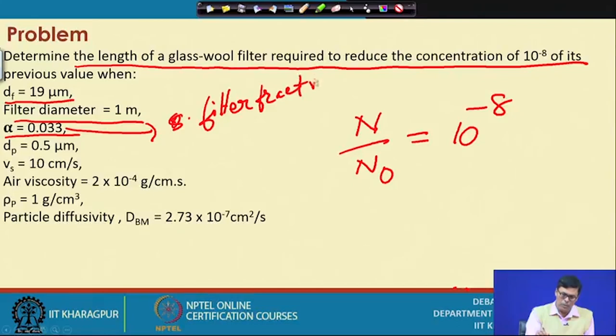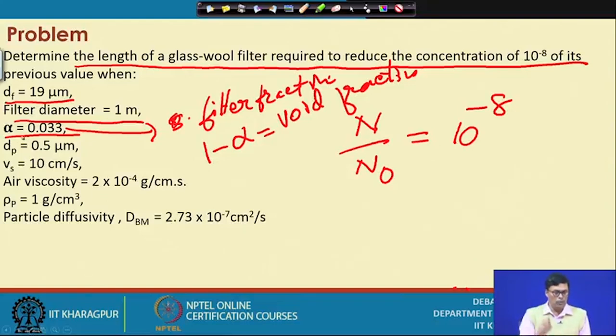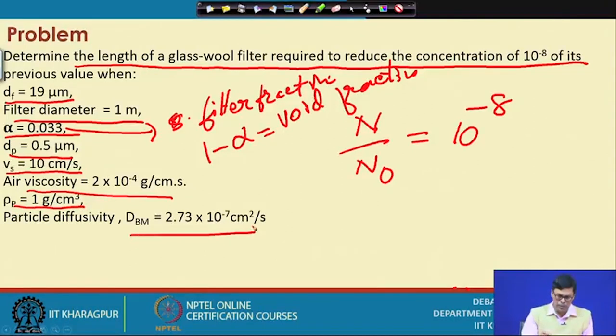Solid fraction means, as I told you, that 1 minus alpha is equal to the void fraction. Void fraction means free space. Alpha is how much volume of the filter is occupied by the filter material. Then dp is 0.5 microns, superficial velocity is 10 centimeter per second, air viscosity is 2×10^-4 gram per centimeter per second, particle density is 1 gram per centimeter cubed, and diffusivity is 2.73×10^-7 centimeter square per second.